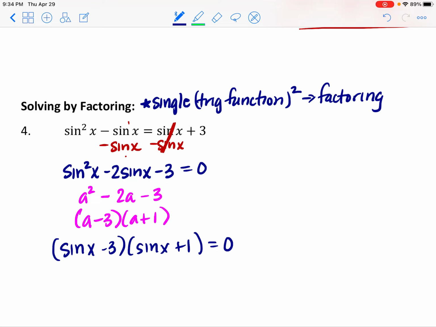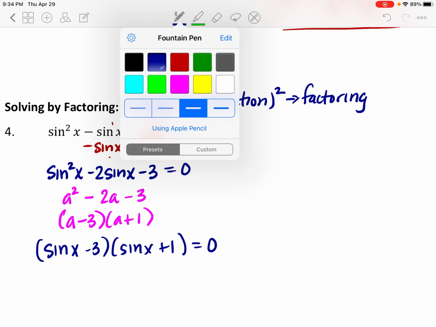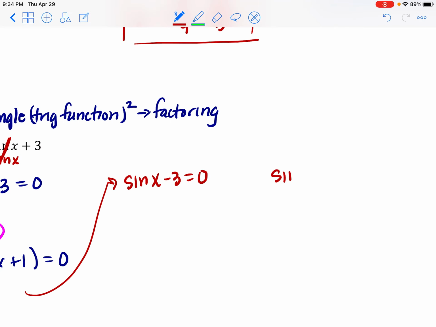And remember, the point of factoring is to be able to find where the whole equation is equal to 0. We make that happen by making each factor equal to 0. So that's the same concept here. Now that it's in factored form, if I can make each of those factors equal to 0, then I will find my solutions, or my solution sets. So I want to know, where is the sine of x minus 3 going to equal 0? And where is the sine of x plus 1 going to equal 0? Or where is the sine of x going to equal 3? And where is the sine of x going to equal negative 1?